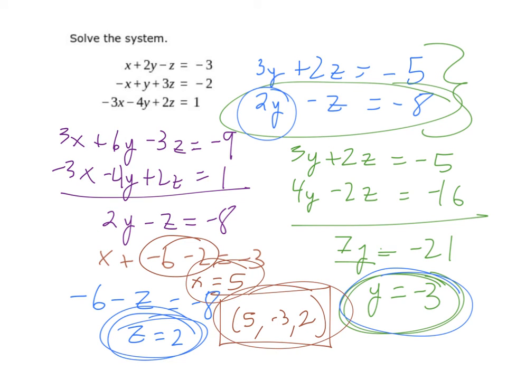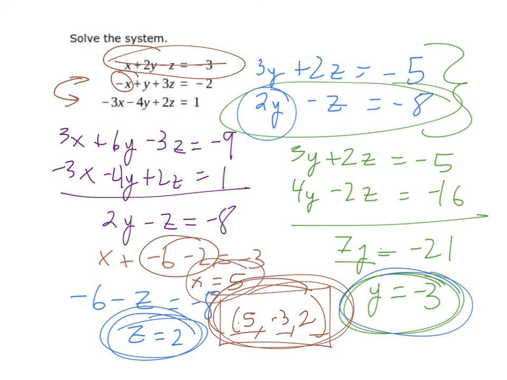And then, if you want to make sure you're right, you can take these values, and since I used this one to find the x, check it in either one of these two equations and see if it works. So for example, if I take negative x, so negative 5 plus negative 3 gives me negative 8, plus 3 times 2, which gives me 6, it'll equal negative 2. So I know this is totally right.